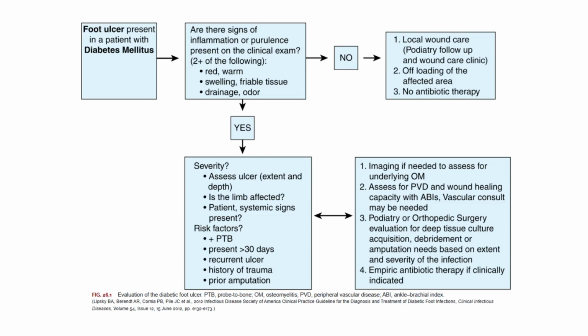Obviously, risk factors are hyperglycemia, pressure, we all know this, vascular insufficiency, so smoking, and they're not offloading their foot. Those are all the risk factors. Now, if they are infected, then what do you do next? Then you assess the severity of the wound. Assess the ulcer, is the rest of the limb affected, and do they have any systemic toxicity? And then that's when you move to imaging and calling either podiatry versus vascular surgery, depending on what their circulation is doing, et cetera, et cetera.